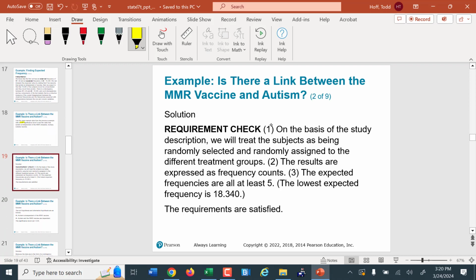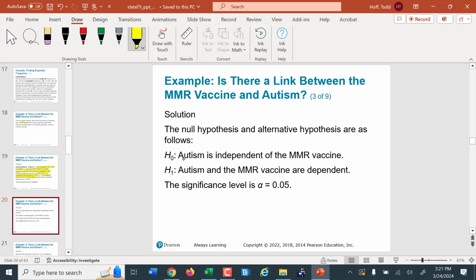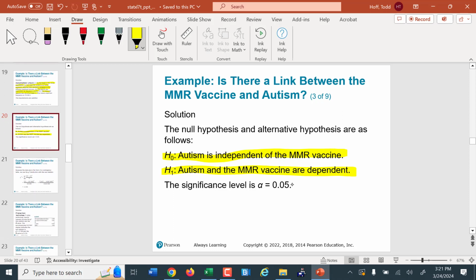So our requirements. Based on the description of the study, we are going to assume that the sample was randomly selected. The results are presented as frequency counts in a two-way table, and all the expected frequencies are at least 5. We've already checked that. And so, our hypotheses, the null hypothesis is that developing autism and having the vaccine are independent. The alternative is going to be that they are not independent. There might be some link between the two. And we're testing at alpha of 0.05.